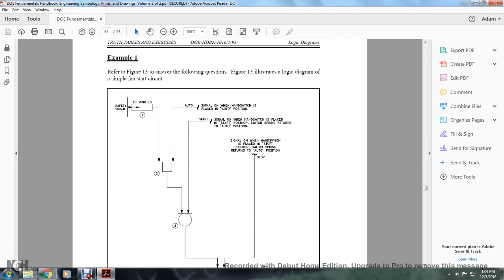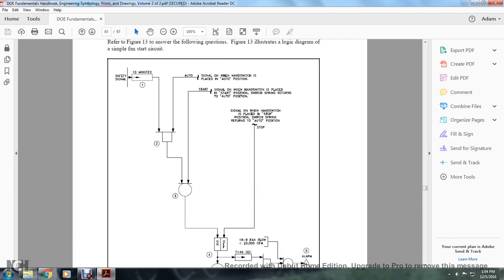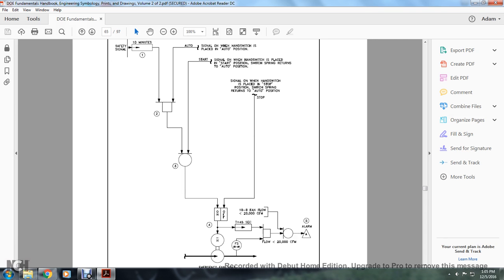For Figure 13, answer the following question. Figure 13 illustrates a logic diagram for a simple fan starting circuit. A safety signal goes in, with two gates feeding into a gate, and an automatic signal and a hand switch placed in the auto position. I can't tell you if they're off or on, but the signal is on with the hand switch in the start position, and the switch is spring return. There are start and reset functions, but the field also leaves it on, and depending on whether it is an AND or OR gate, it will be left on or off.